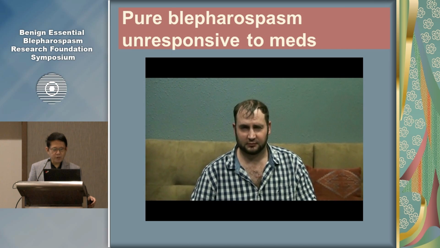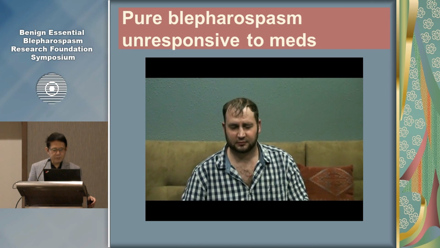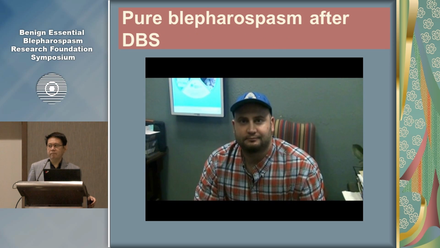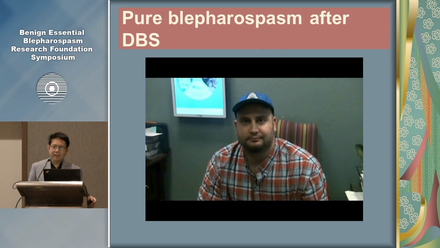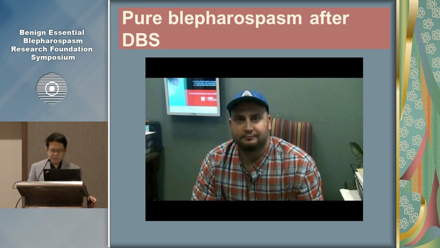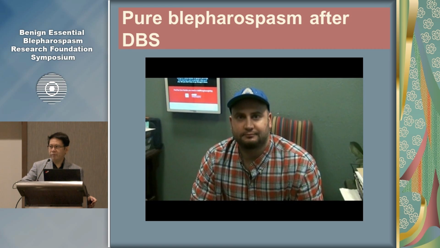So this was him before DBS, and this is him after DBS. It's remarkable. The target for this was the globus pallidus. I think the GPi, and we'll ask Dr. Ponce this afternoon, the GPi might be a better target for pure bleph.